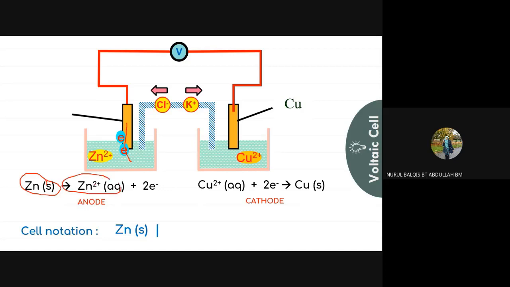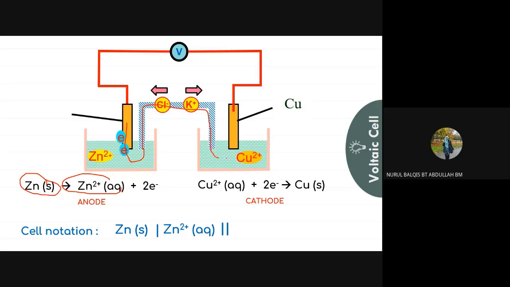Kena ada ni, kita panggil dia apa? Macam bila different states of matter kita letak satu palang, one bar. Tu bagi tahu dia adalah solid, masuk dekat aqueous. Okay, lepas tu kita ada zinc 2 plus. Lepas zinc 2 plus dia jumpa siapa? Salt bridge kan? Okay, salt bridge ni kita represent dia guna double bar macam ni. Salt bridge. Okay?